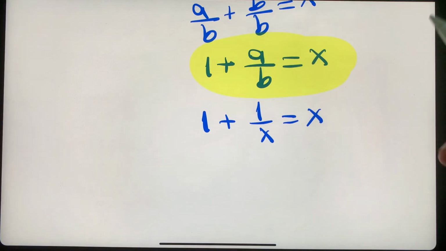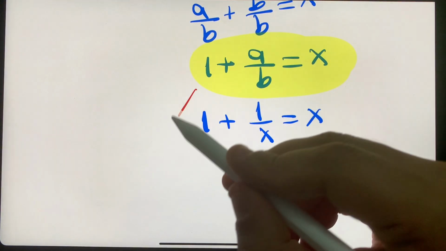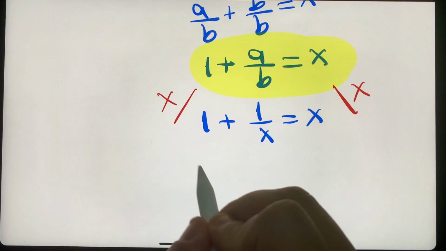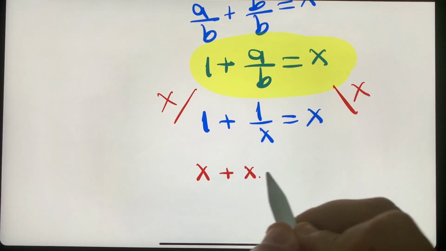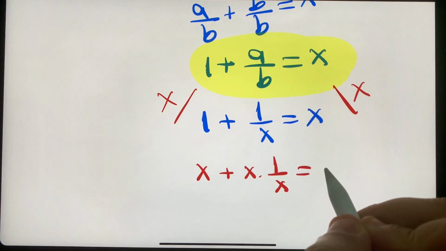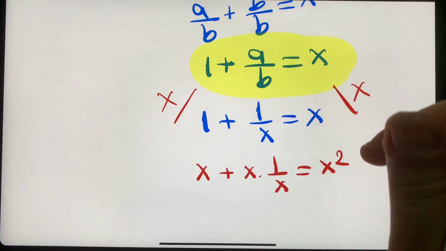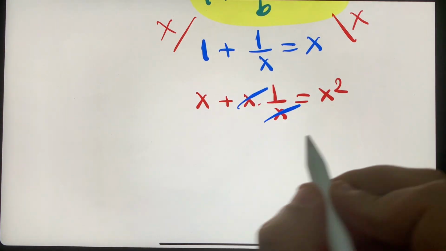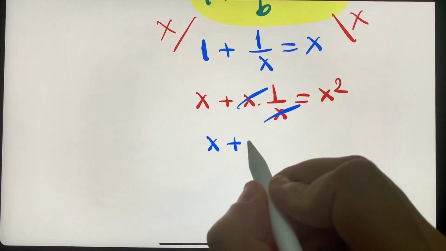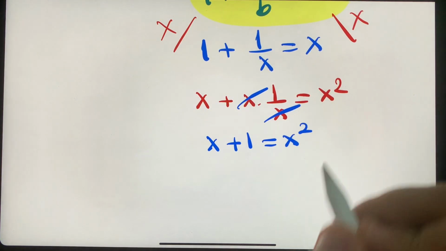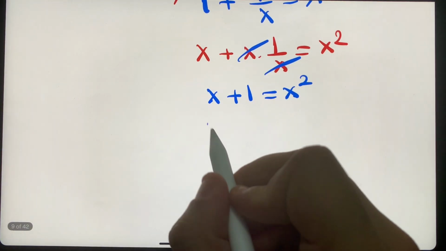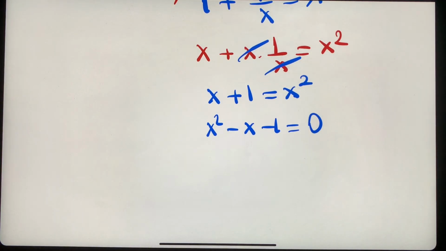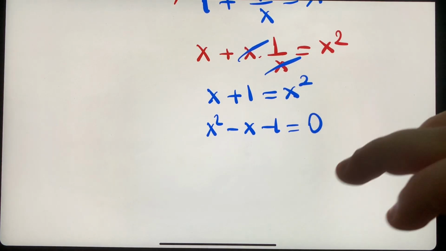What can I do later? Multiply both sides by x: x plus x times 1 over x equals x squared. If we arrange a little more, look, x plus 1 is equal to x squared. Let's edit some more: x squared minus x minus 1 is equal to 0. We found our equation.